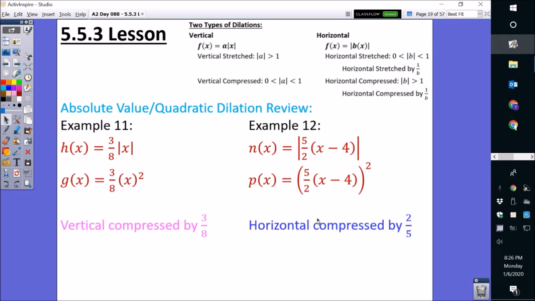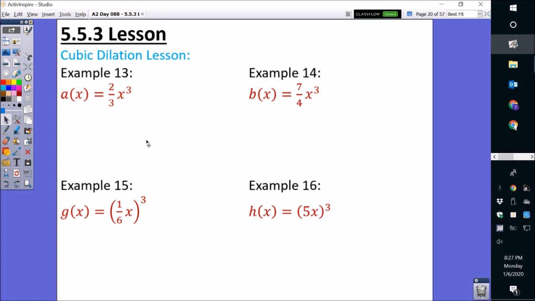So to review, for example 12, it's horizontal because the number is inside the absolute value line or inside the outer parenthesis. And it's compressed because the number, the fraction, is more than 1. And then when you write out the answer, you always have to do the reciprocal. So since it's 5 over 2 in the equation, we write out 2 over 5. And then vice versa if you're given the transformation and you were to write out the equation. So make sure you remember that for horizontal. And again, it's going to be the same rules if it was cubic form. So let's take a look at the next example.